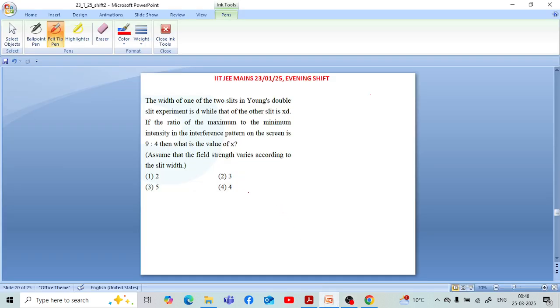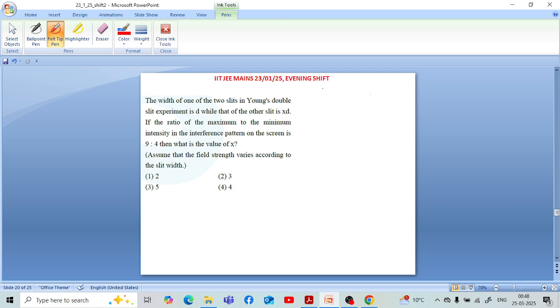Hello students, the question is, the width of one of the two slits in Young's double slit experiment is d, while that of the other slit is xd. If the ratio of the maximum to the minimum intensity in the interference pattern on the screen is 9:4, then what is the value of x? Assume that the field strength varies according to the slit width. The given options are option 1 is 2, option 2 is 3, option 3 is 5, and option 4 is 4.